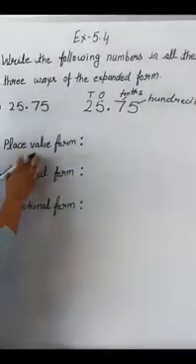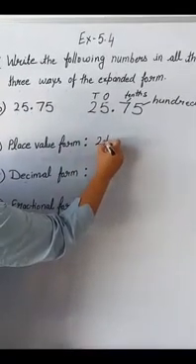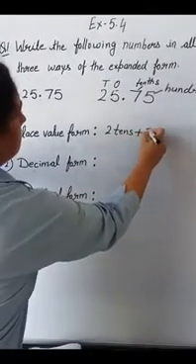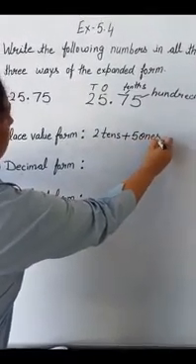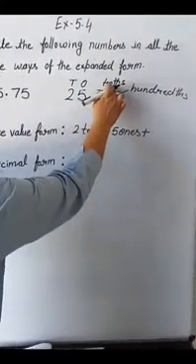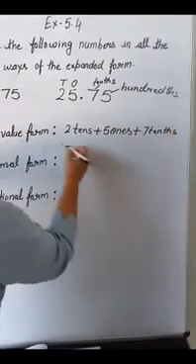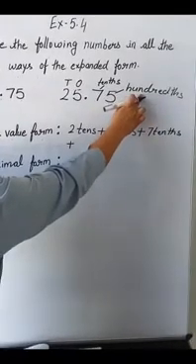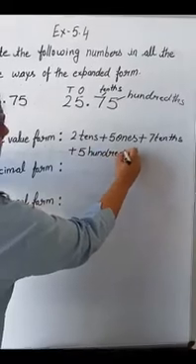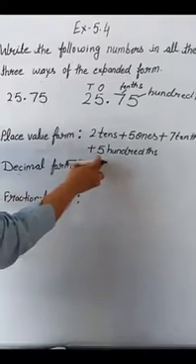Now we will write the place value form. So we will write 2 tens plus 5 ones, then plus 7 is on the tenths place, so we will write 7 tenths, plus 5 is on the hundredths place, so 5 hundredths. Now this is the place value form.